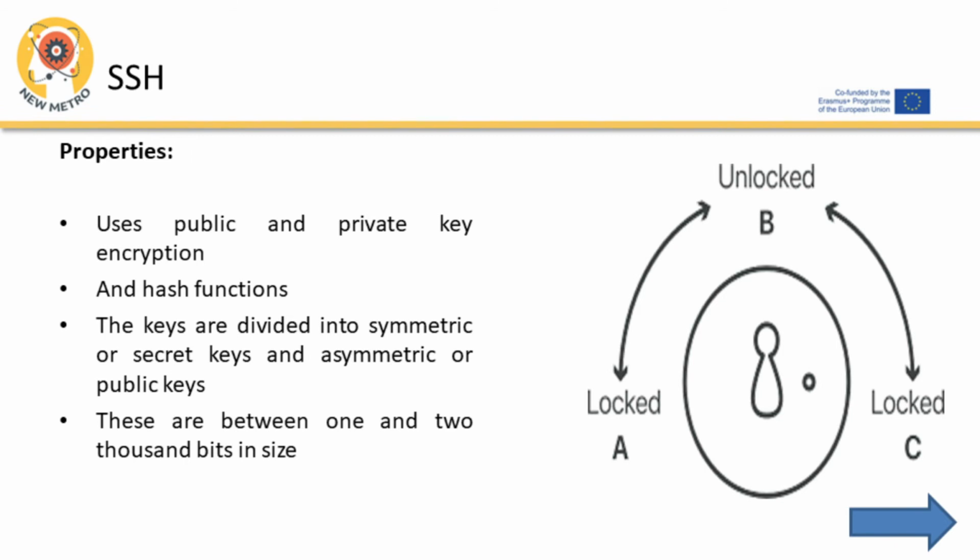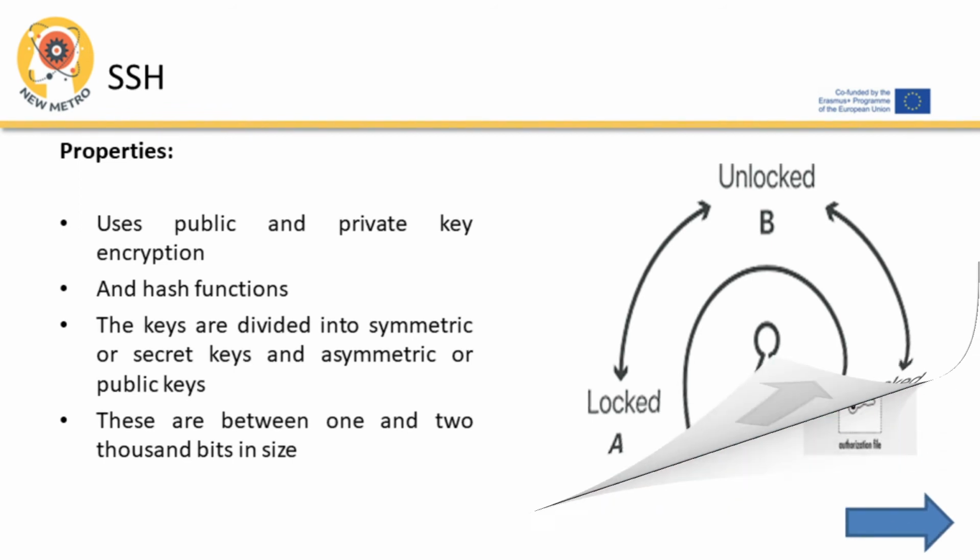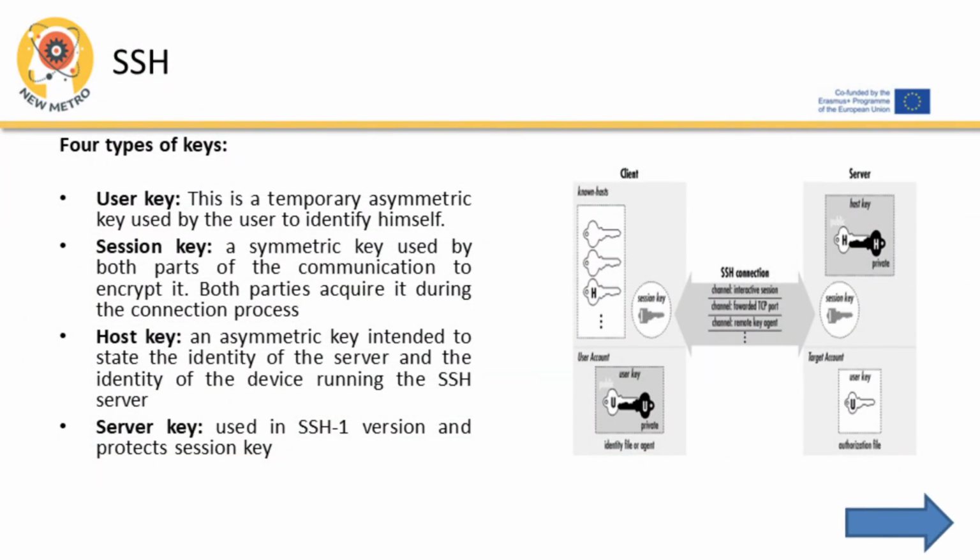The SSH tool uses public and private key encryption and hash functions. Keys are divided into symmetric or secret keys and asymmetric or public keys. Their size is from 1 to 2000 bits. Here are 4 basic key types. User key. This is a temporary asymmetric key, used by the user to declare his identity.